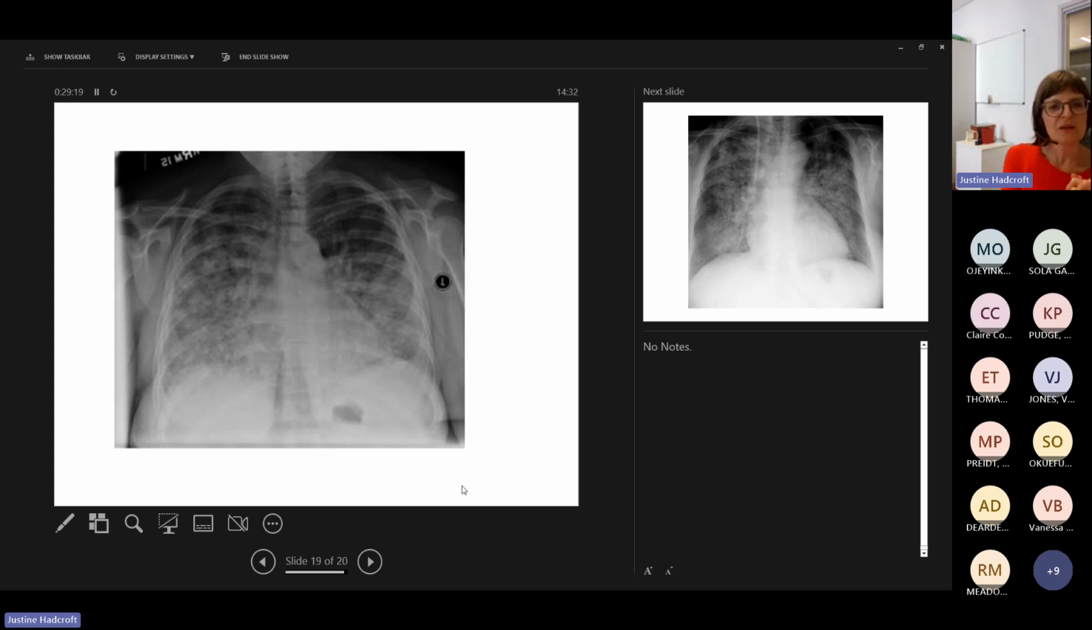What about this one? What do we think this might be? Or what can you see there? What's the abnormality in the lung field or fields? Is it unilateral or bilateral, this abnormality?